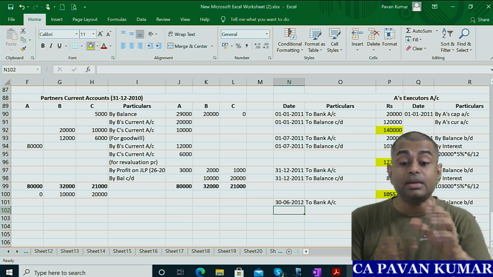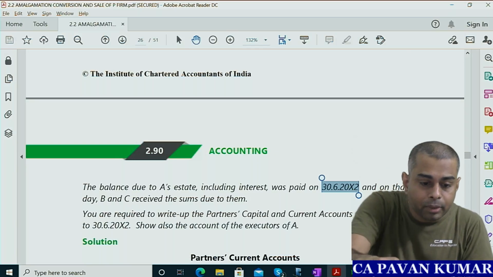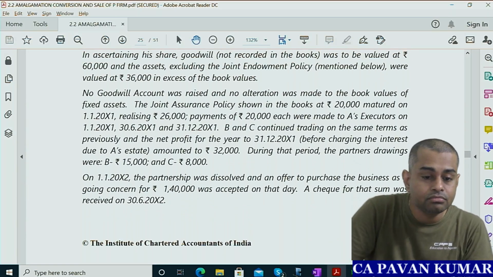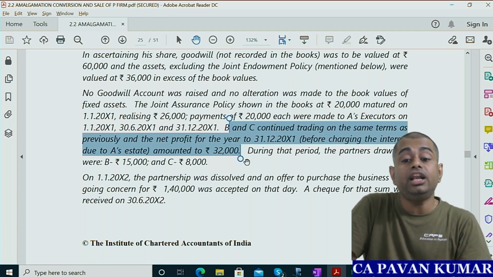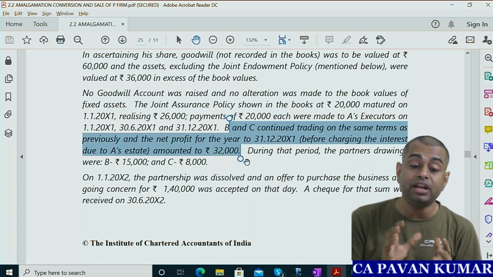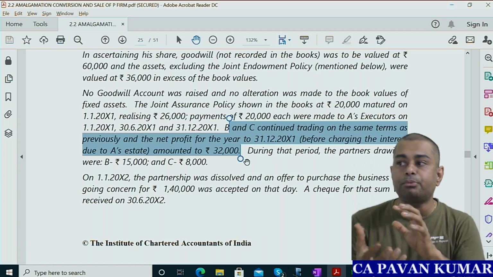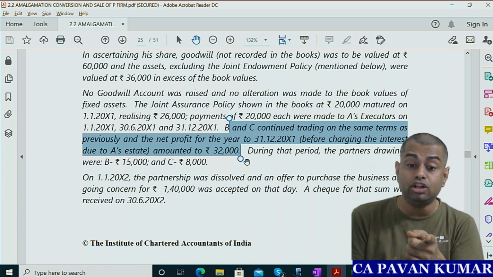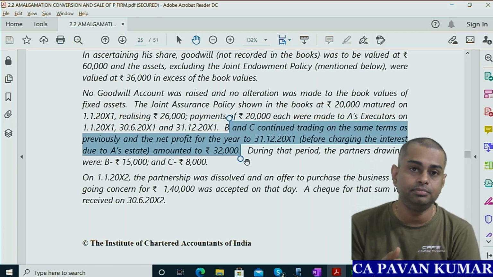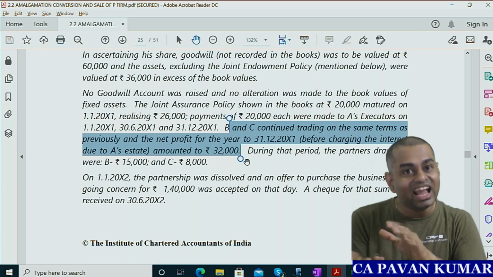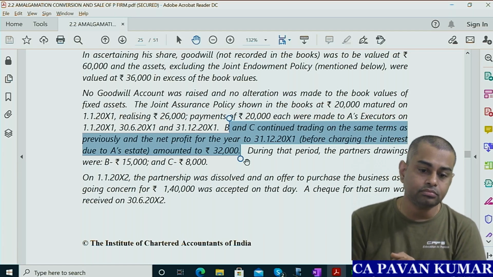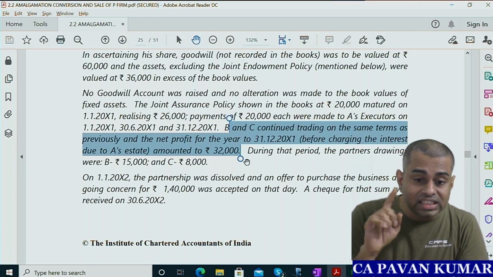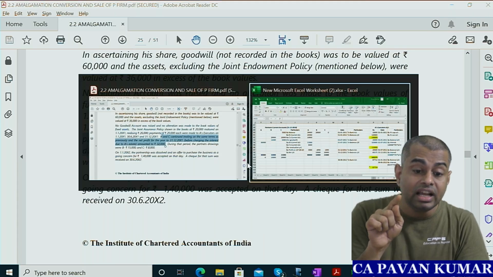Yes, the next step is, look at the problem. They said here, after the death of A, B and C continued trading on the same terms as previously and they earned a net profit of 32,000. This 32,000 is before charging interest. Good news, we already calculated interest and we know for the year 2011 what the interest is. So we will show this 32,000 for 31/12/2011.